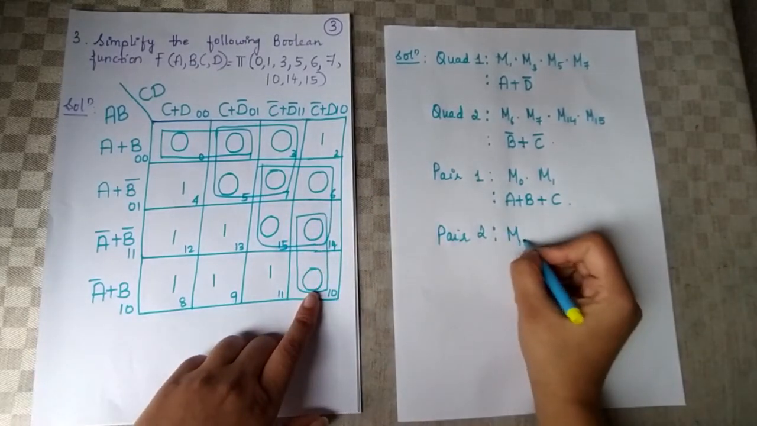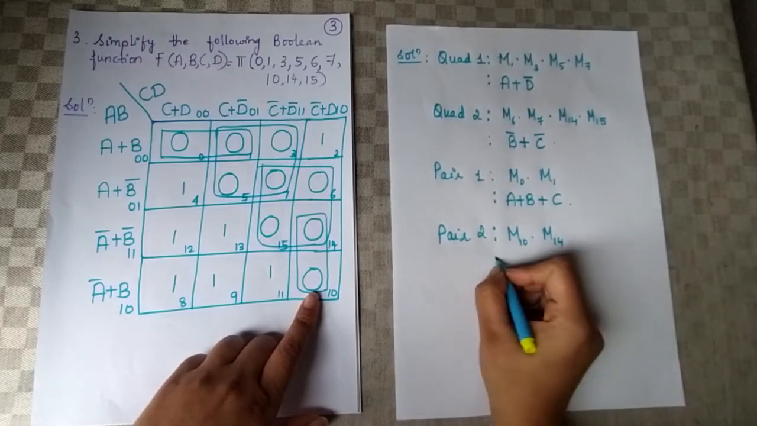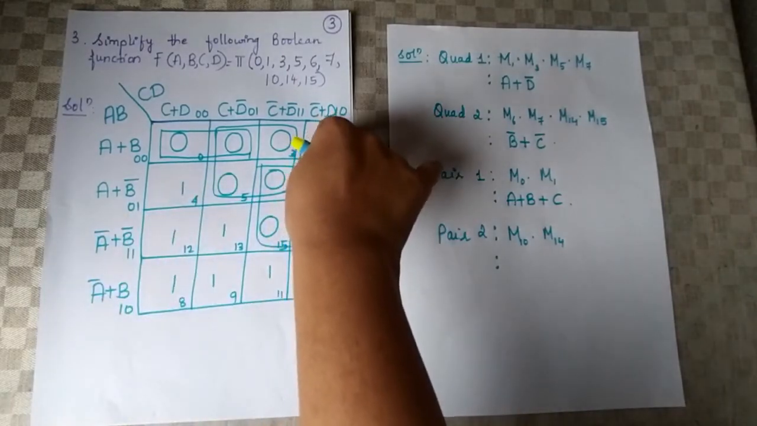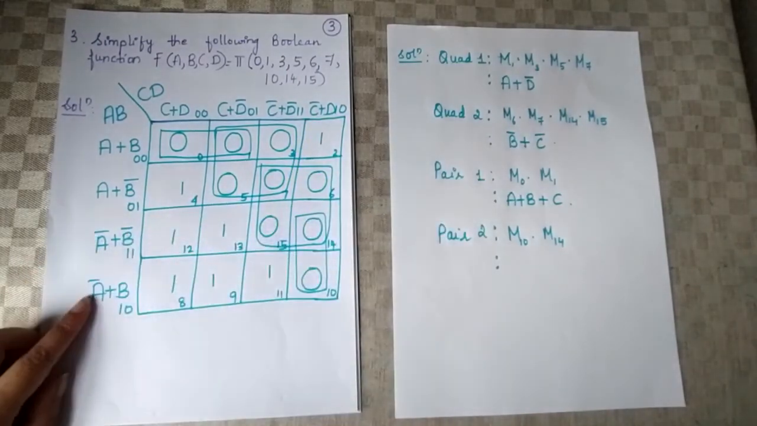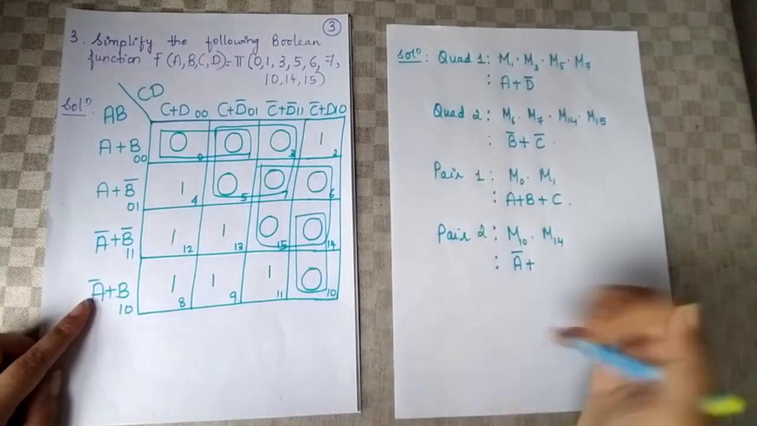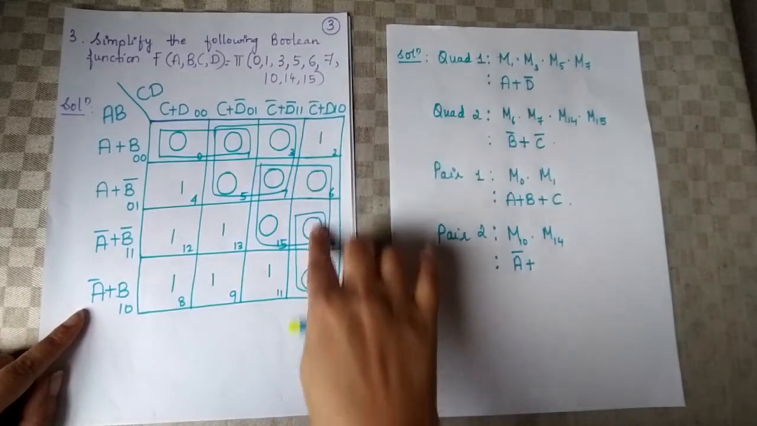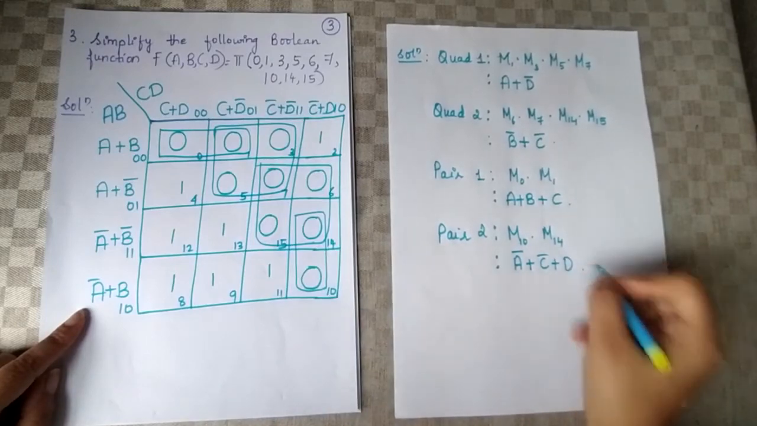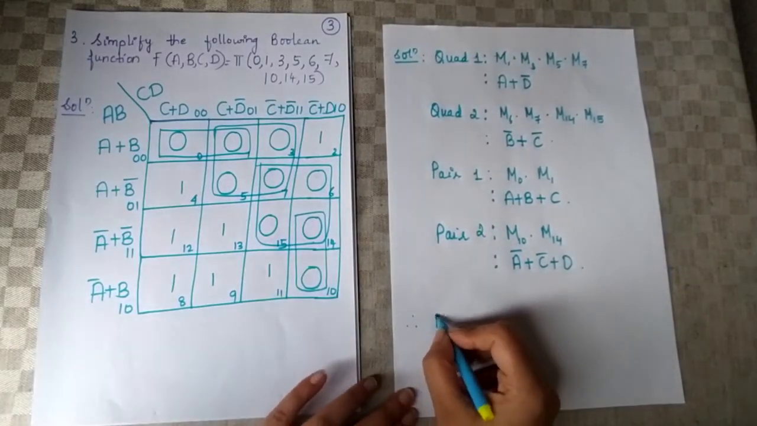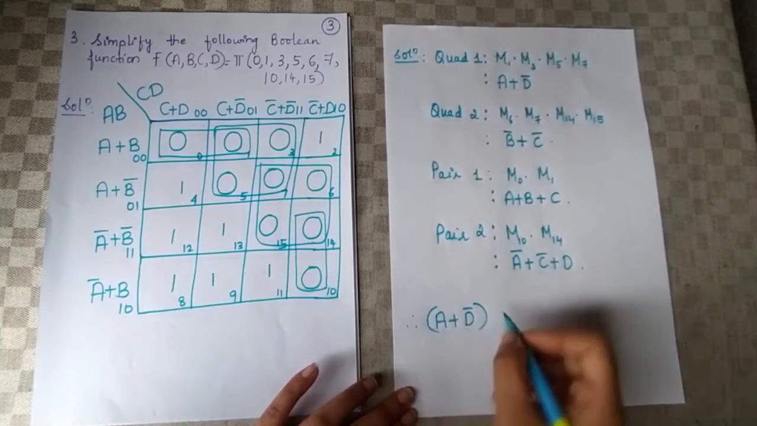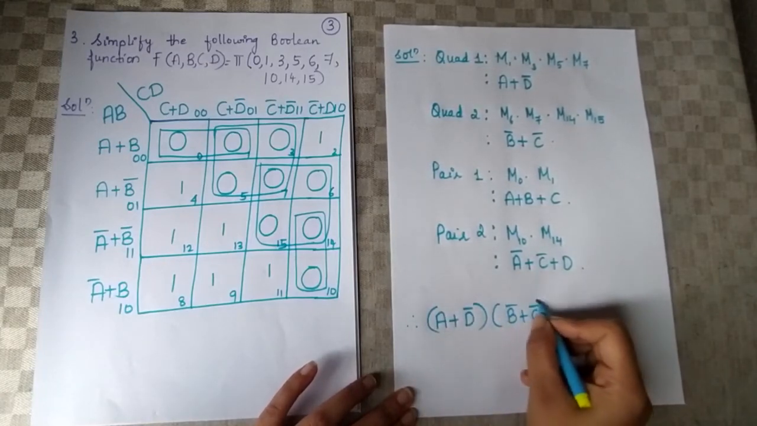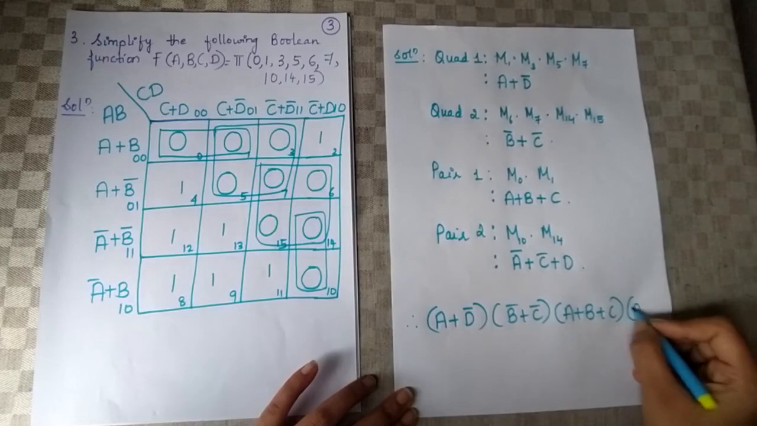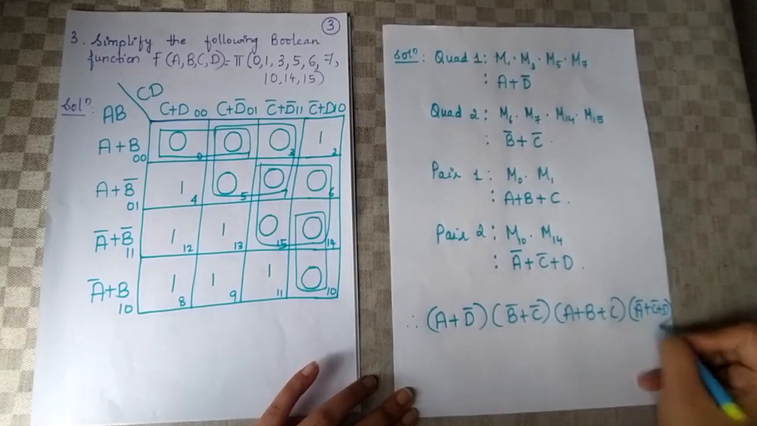Okay. Next, let me take pair 2, which is here. It is M10 and M14. This pair is associated with these 2 rows and this single column. In these 2 rows, the common one is A complement, plus in this column it is a single one, so we can't find any common term. I have to take the entire term, which is C complement plus D. Therefore the simplified expression will be A plus D complement, B complement plus C complement, A plus B plus C, then A complement plus C complement plus D.